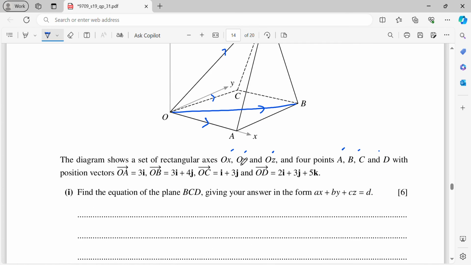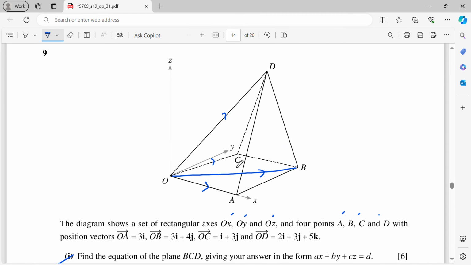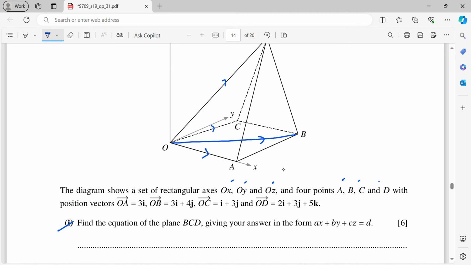Okay. Now, first part: find the equation of the plane BCD, giving your answer in the form ax plus by plus cz equals d. So for the equation of the plane, basically we need to know, let's say this is a plane, there's a normal vector n. This n is perpendicular to the whole plane.